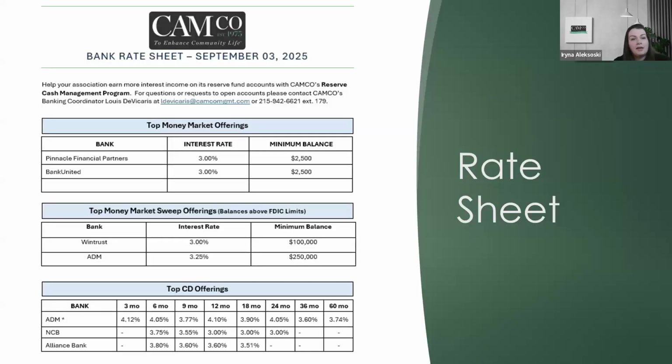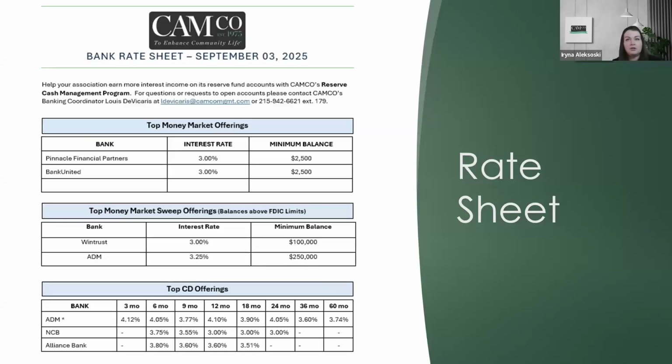So at CAMCO, we have a banking coordinator, Lou, who works with us and helps us go through these investments and make recommendations. On a weekly basis, he puts together a rate sheet of the current rates. Rates do change fairly quickly, sometimes in a positive direction, sometimes in a negative. So we try to get an updated rate sheet on a weekly basis just to keep up with the trends and give you the most accurate information at that time. But again, these could be the rates today, they could be different tomorrow. They could change at any point. So these are just estimated rates at the time that this is put together.